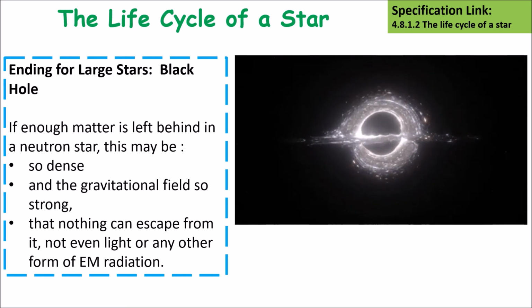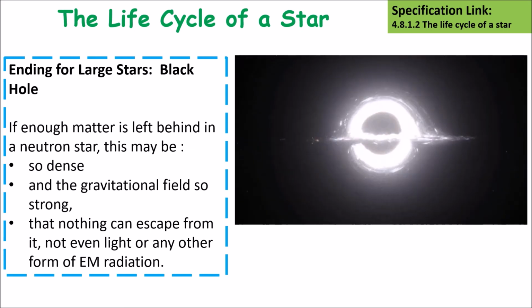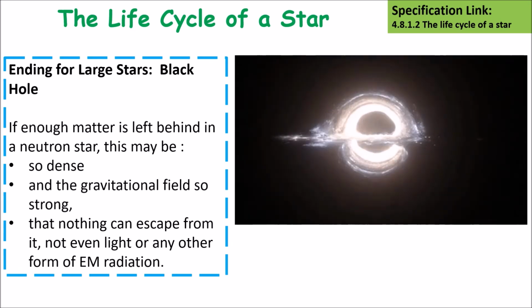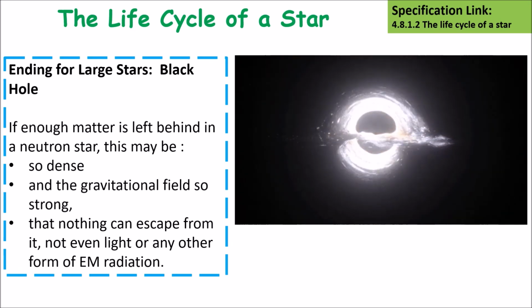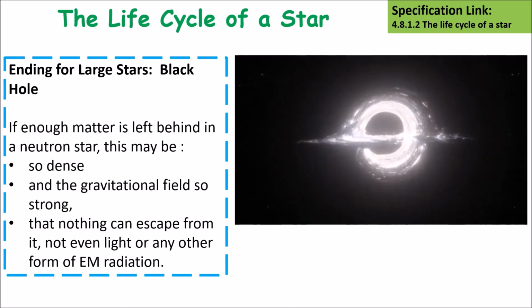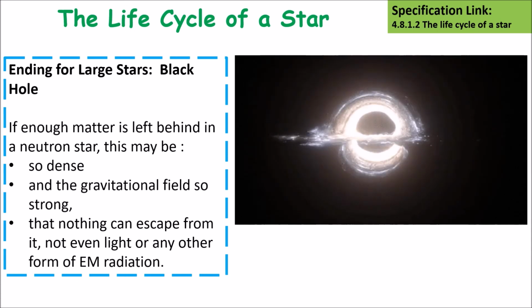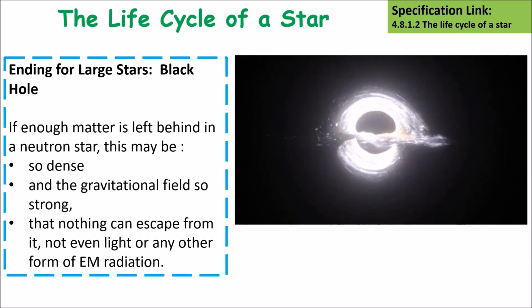If we're looking at the ending for massive stars, they can form black holes. If enough matter is left behind in a neutron star, it might be so dense and the gravitational field so strong that nothing can escape it, not even light or EM radiation, and thus it will become a black hole.